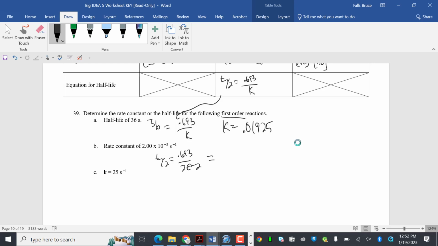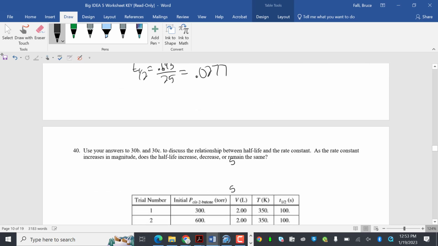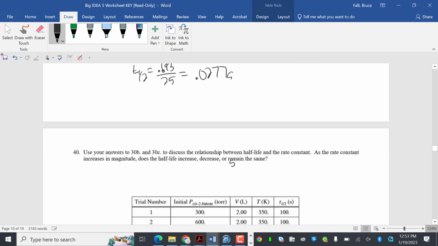And 0.693 divided by 2e-2. Oops, I hit negative 3. Negative 2 is 34.65 seconds. So this says seconds^-1, and that's where that comes from. And if I put units on here, this would be seconds^-1 too. k is 25 seconds^-1, so t1/2 equals 0.693 over 25. The weird thing about natural logging something is that the unit goes away. There was some proof I saw on how that's true. I'm going to ask you to believe me on it. All right. Put the seconds back.